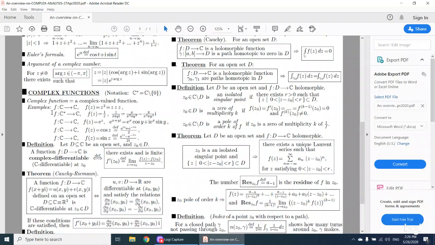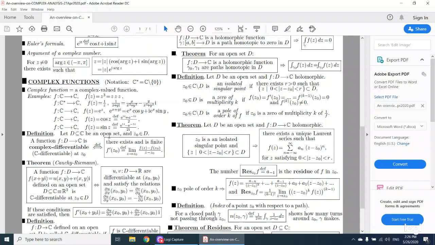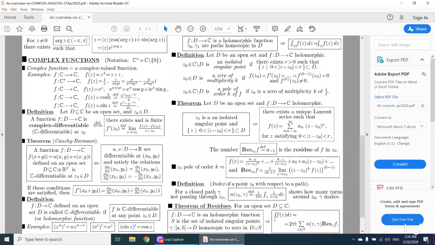Then we presented some examples of complex functions, z cube, 1 over z, exponential of z, cosine of z, sine of z. We extended the real space. The axis of the real numbers is a subset of the complex space, and we extended some usual functions outside the real axis in the complex plane by using these definitions.